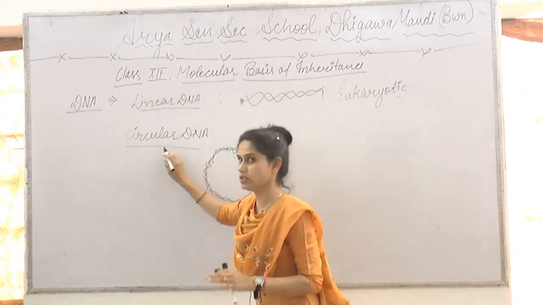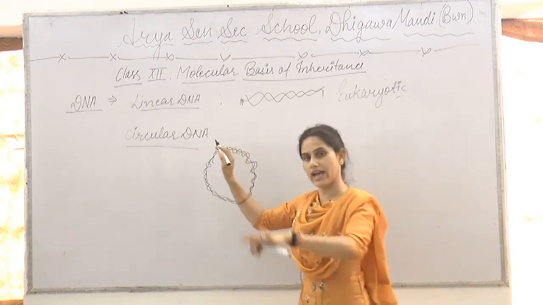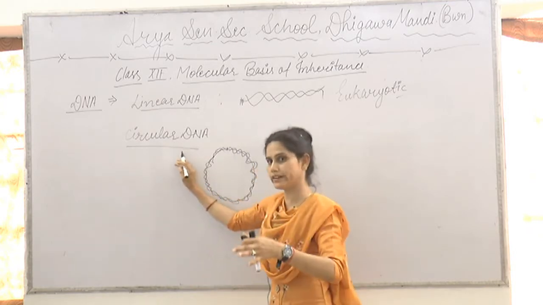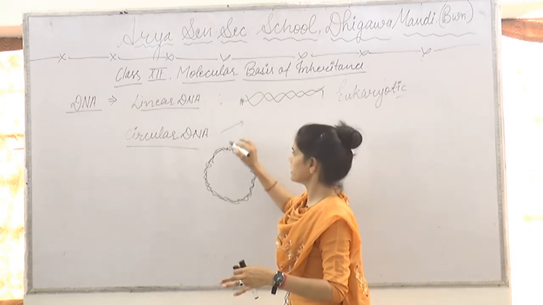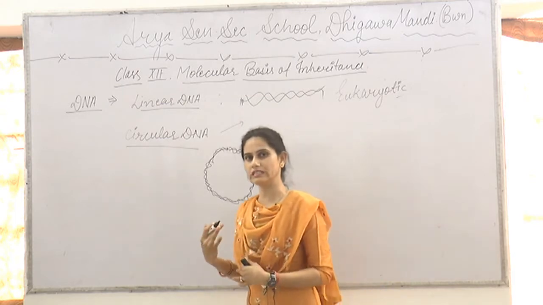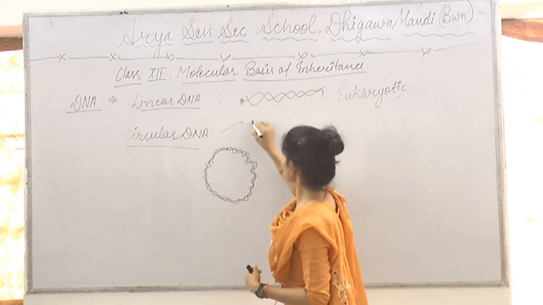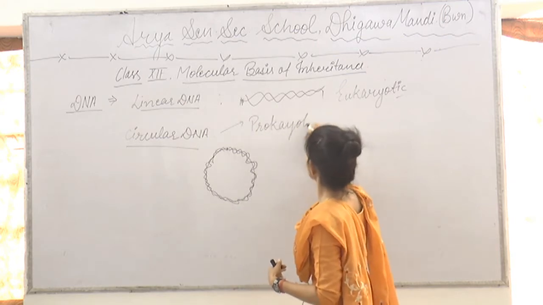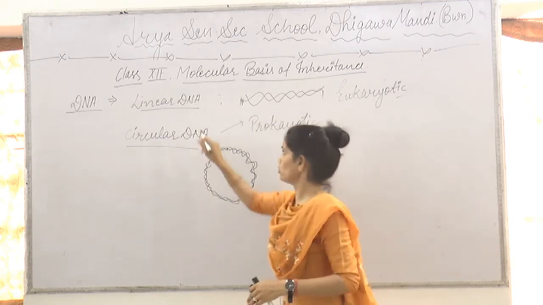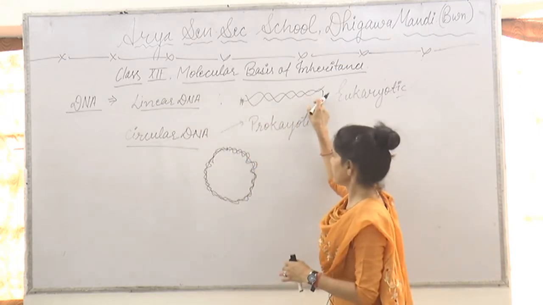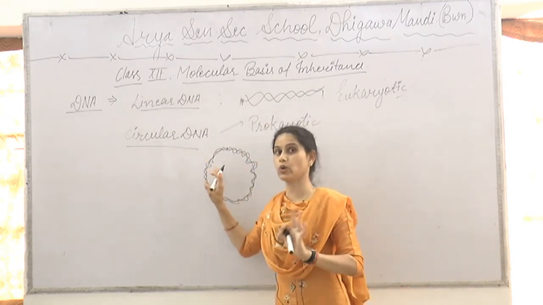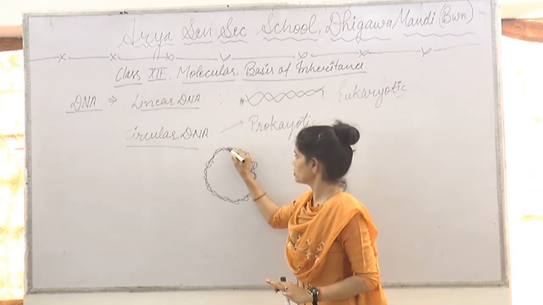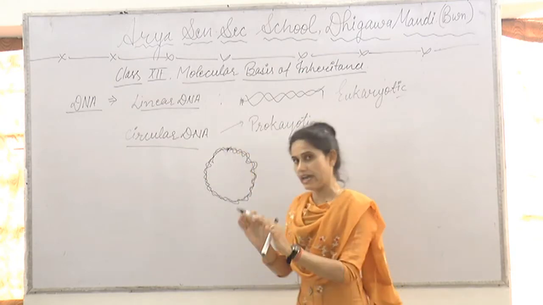The second one is circular DNA, as the name indicates. So where is this circular DNA found? Circular DNA is found in prokaryotic cellular organisms. Linear DNA has free ends, but circular DNA doesn't have free ends. Both the ends are joined together. This is the circular DNA.